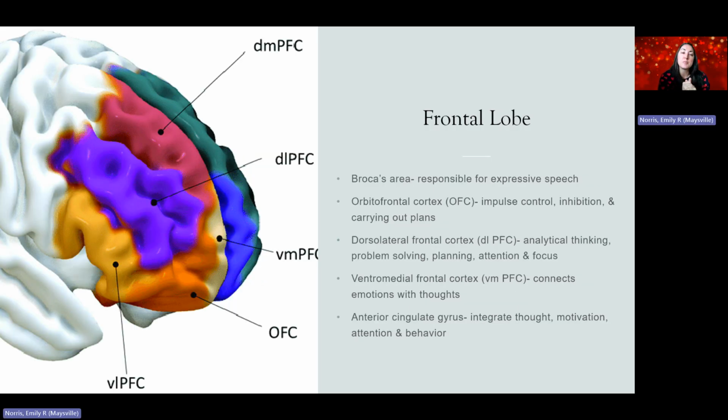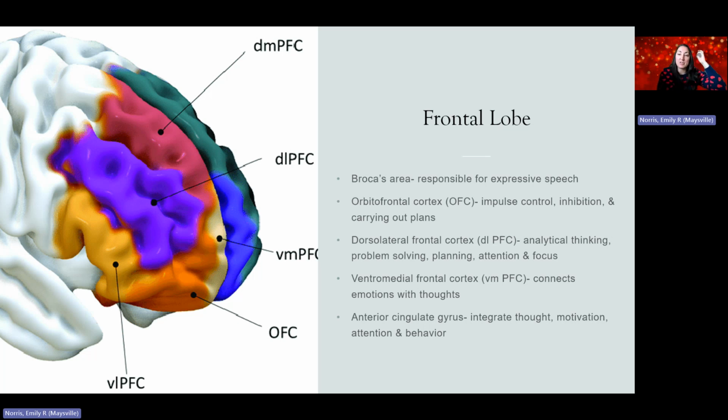All right, with your frontal lobe, the Broca's area, that's actually right behind that VLPFC in the picture. So it would be right in the back of the frontal lobe, down low near the temporal lobe. That is responsible for expressive language, so your ability to express yourself through speech. Most people have a highly developed or a big Broca's area on the left side, because remember, the left side of the brain, we think language.